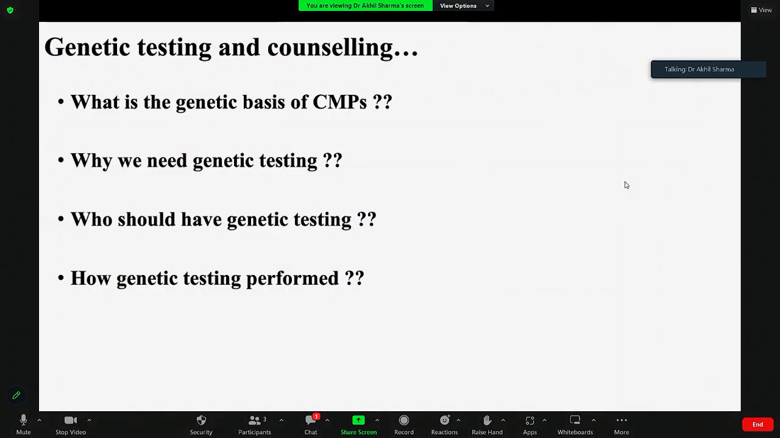Now I come to genetic testing and counseling. We have to answer four questions for every patient with cardiomyopathy: what is the genetic basis of this cardiomyopathy, why do we need genetic testing, who should have genetic testing, and how should the genetic testing be performed.